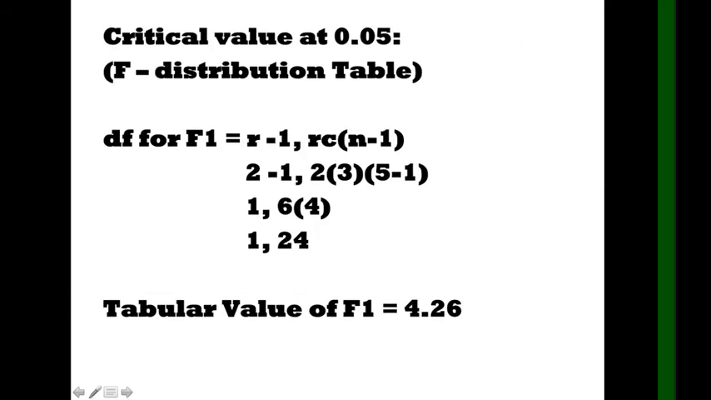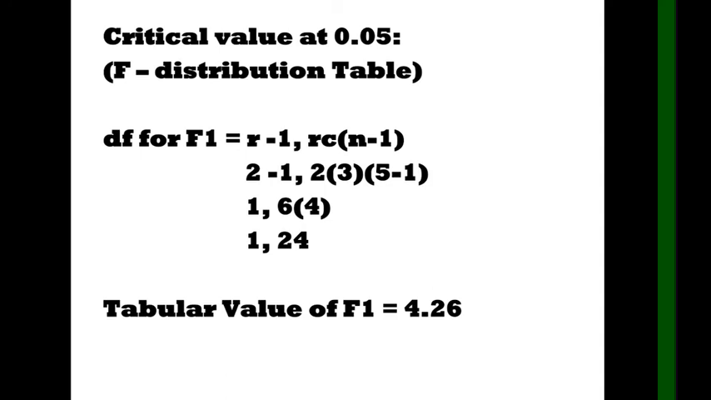For the critical value, the problem doesn't have any level of significance given. If the problem doesn't have any given level of significance, you will use automatically 5%. If it is educational, if it is medical or more on medicines, that is 1%.